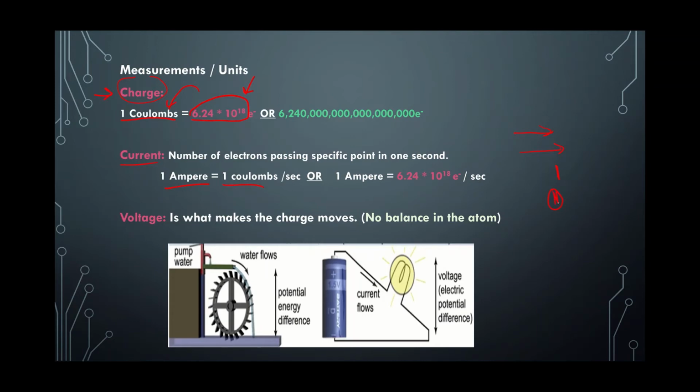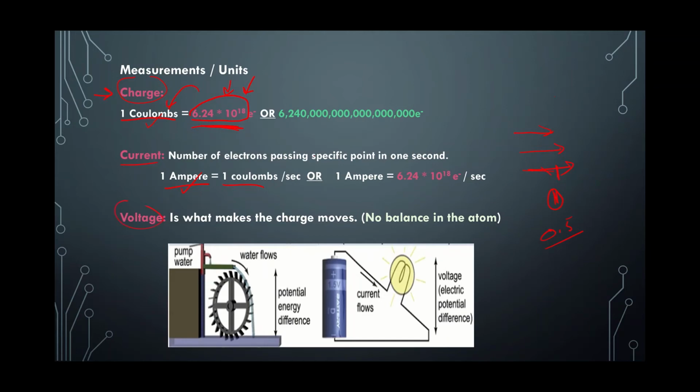So if you are standing here and you count this number of electrons passing in 1 second, that means you have 1 ampere. If you are counting half of this number, you are counting half an ampere only. So the unit of the current is ampere, the unit of charge is coulomb.